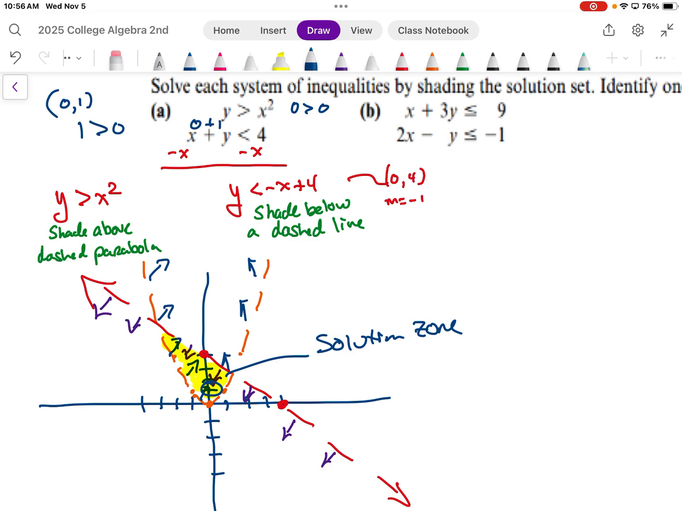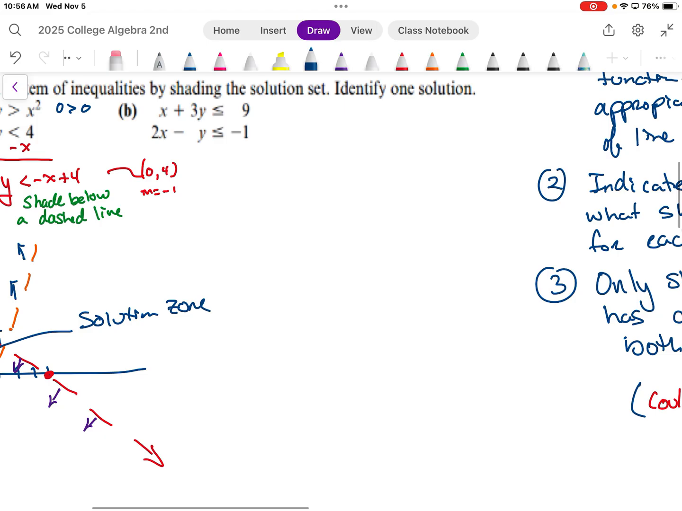Anybody remember what blue and yellow makes? Green. Thank you. Makes green. Okay. All right, let's do B. Again, as we go through, let's see B. We want to solve them both for y. So x plus 3y less than or equal to 9.